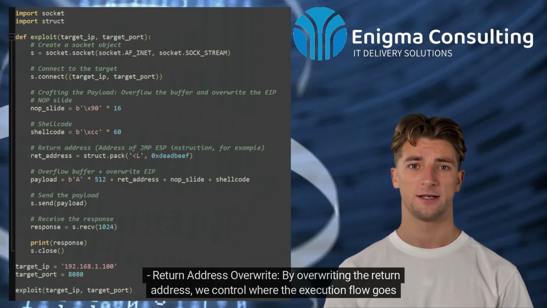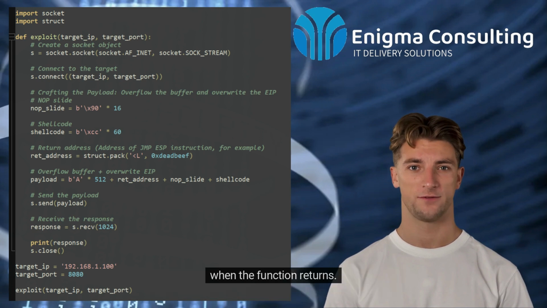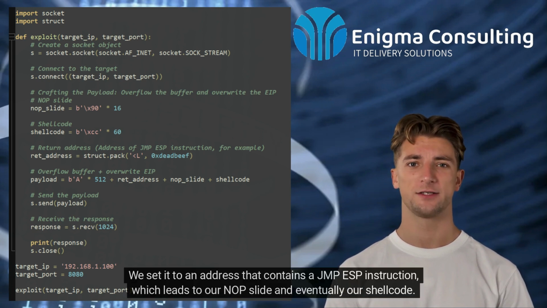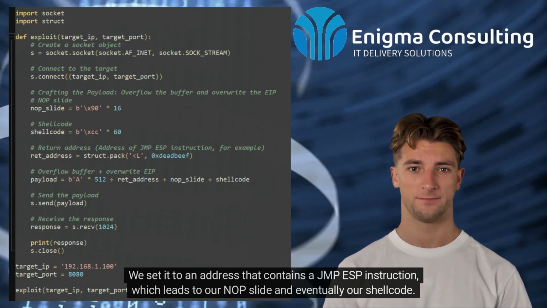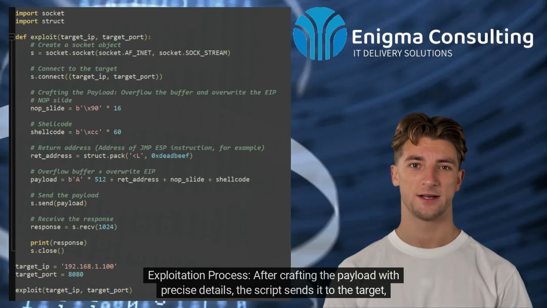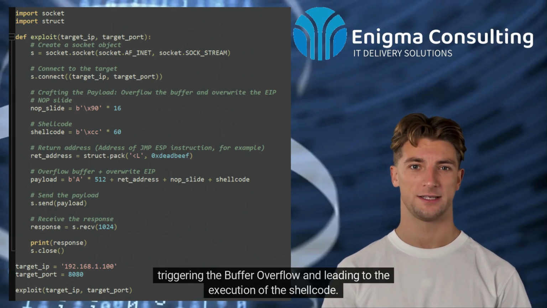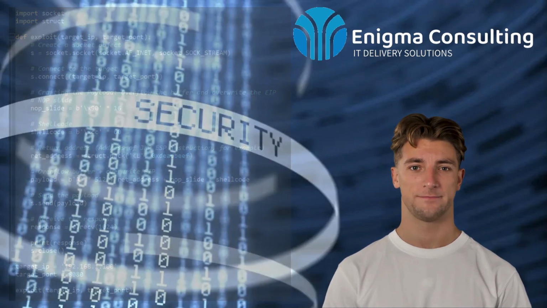Return address overwrite. By overwriting the return address, we control where the execution flow goes when the function returns. We set it to an address that contains a JMP ESP instruction, which leads to our NOP slide and eventually our shellcode. Exploitation process. After crafting the payload with precise details, the script sends it to the target, triggering the buffer overflow and leading to the execution of the shellcode.